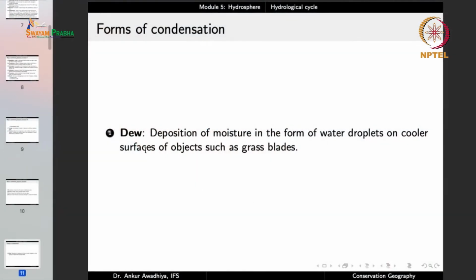The first one is dew. Dew is the deposition of moisture in the form of water droplets on cooler surfaces of objects such as grass blades. And you will typically observe dew formation in the winter months. So if you go out early morning in a winter month, you will find that on the cooler surfaces such as grass or, say, the bodies of vehicles, you will find very small droplets of water.